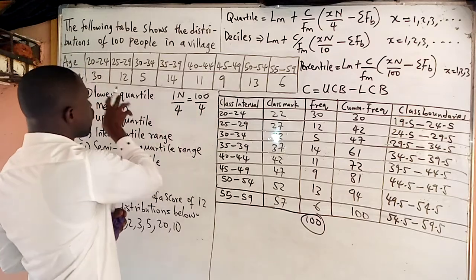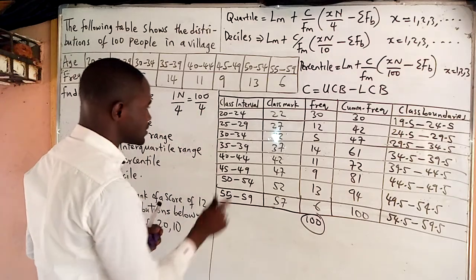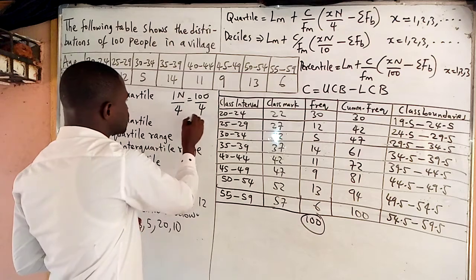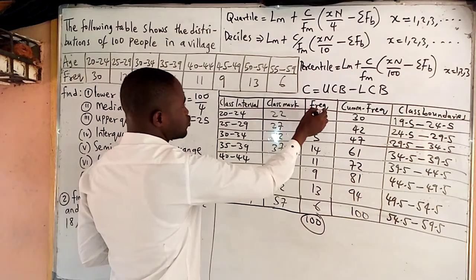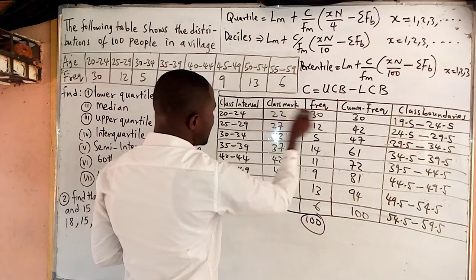I will get my lower quartile class. Where can I get 25 from the frequency? Now, 25 will lie in this first class.